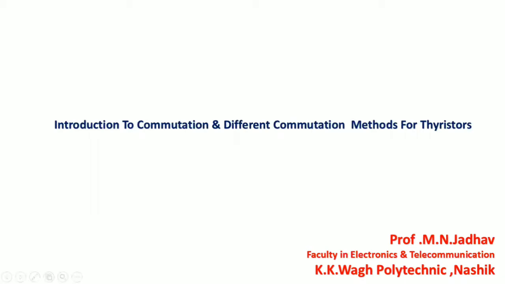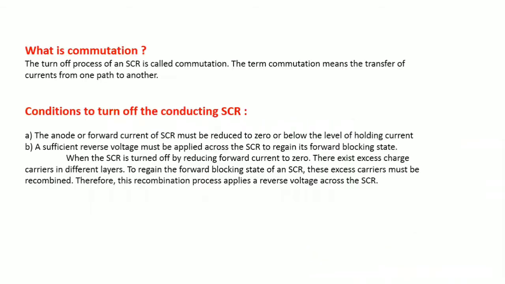Today we are going to learn the different commutation methods related to thyristor devices. So first we'll learn what is commutation. Commutation is nothing but the process to turn off the SCR. The term commutation means the transfer of current from one path to another.